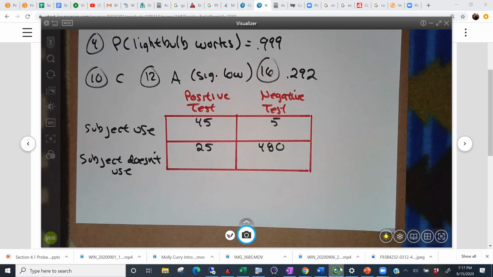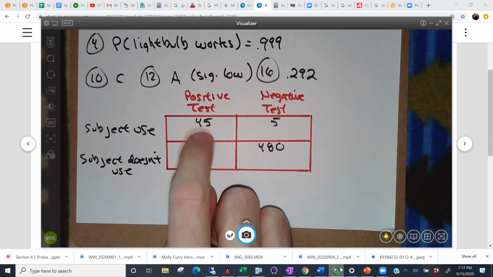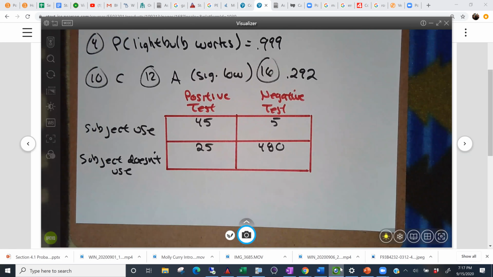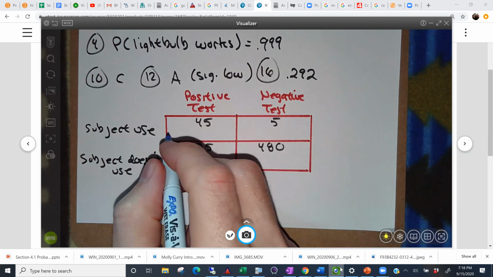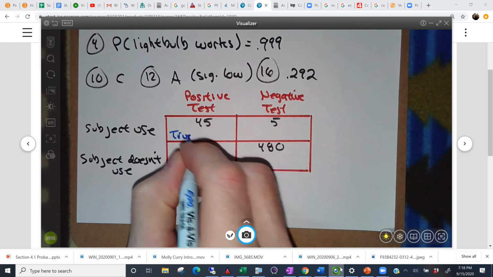Now, of the 4 cells in this table, 2 of them are correct results. Which 2 cells represent correct results? The subjects that use, they have the 45 and the 5. Good. So those 45 people got a positive result and they actually use. So these are your true positives.